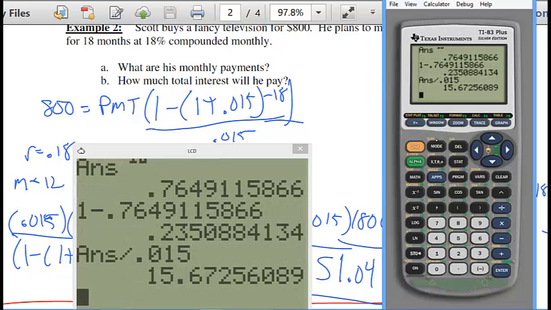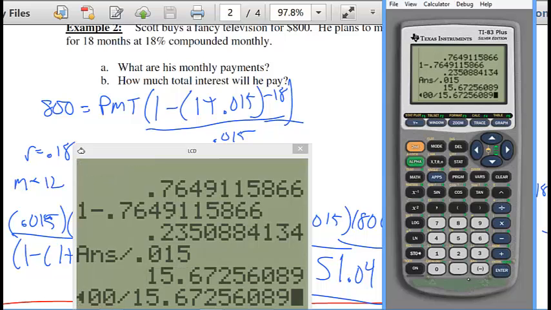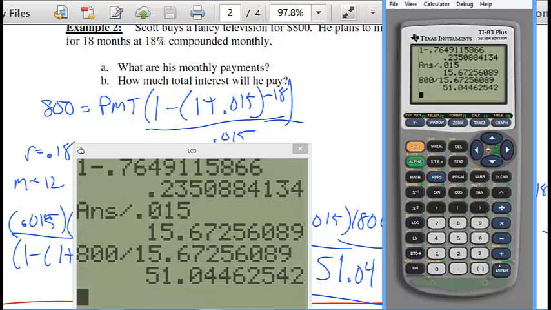Alright, so I have this number here. I want to take 800 and divide it by that thing. So I'm just going to type 800 divided by, and then I'm going to arrow up to my fancy number and hit enter, and it should match the answer we got in class, which you can see right below it, 51.04.